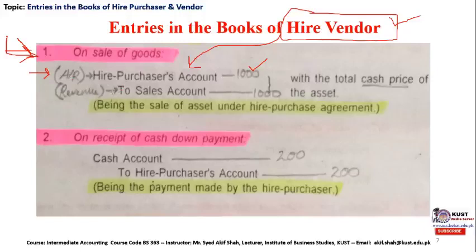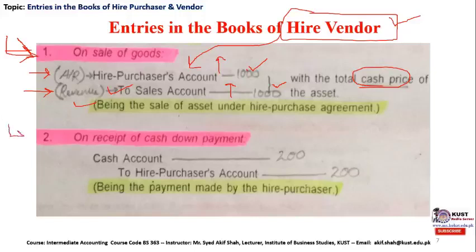And then the vendor will make another subsequent entry regarding the sales account, which is the revenue account of the vendor. And when there is an increase in the revenue, it is recorded as credit. And when there is an increase in asset, which is the account receivable of the vendor, it is recorded as debit with the total cash price of the asset. And the total cash price was 1,000 rupees. And the short narration explains being the sale of asset under hire purchase agreement.